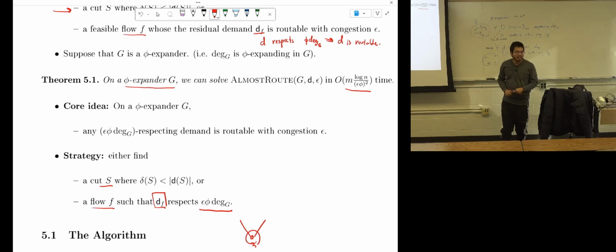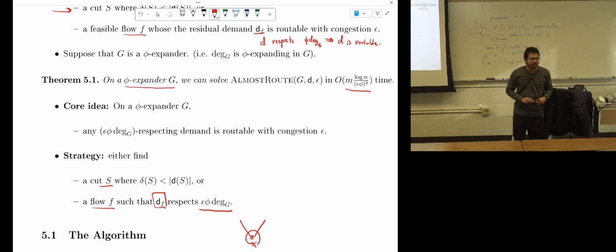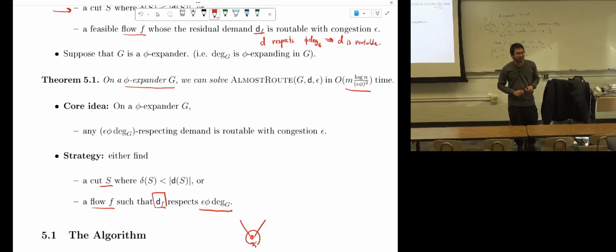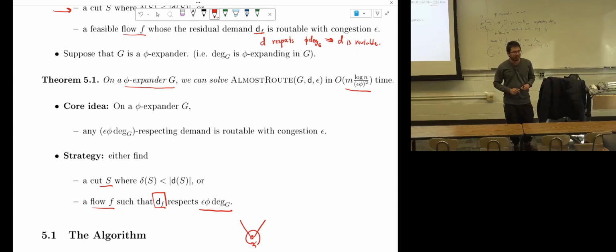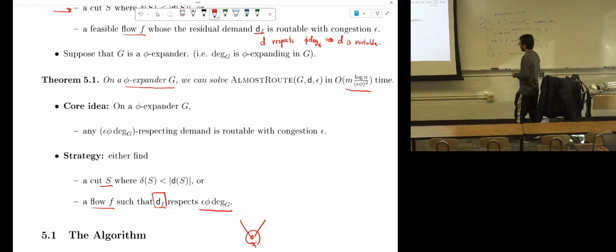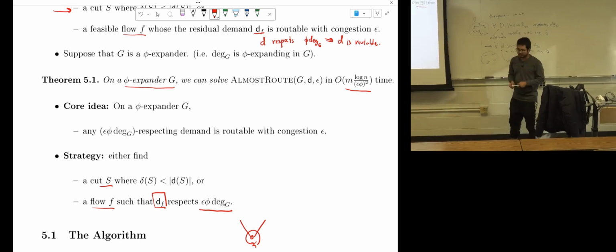So just to clarify, for the single commodity demand, if it's degree-respecting, is it going to be a bit different than the multi-commodity one? Is it just going to be like the demand of this node is less than the node weighting of this node? Oh, this thing really just means that d(v) is at most degree(v) for all v. Okay. Yeah, for all v, with absolute value because this thing has negative.